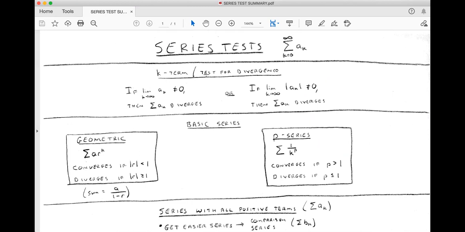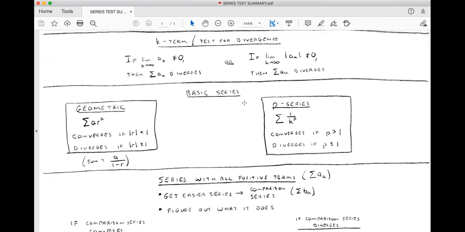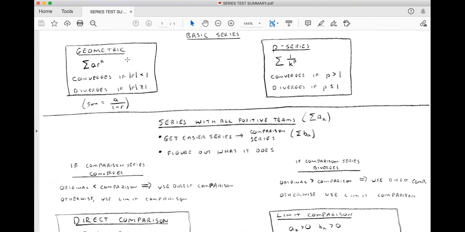So the k-th term test, or test for divergence, is something that applies in general. If the limit of the sequence is not 0, or if the limit of the absolute value of the sequence is not 0, in either case, the series diverges. And then we've got these basic series, geometric and p-series, and this is what happens in each of those cases.